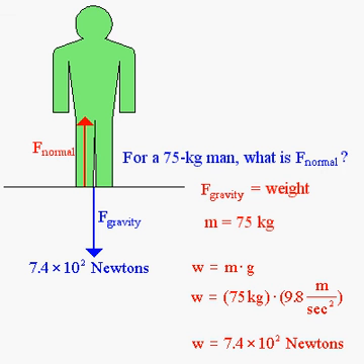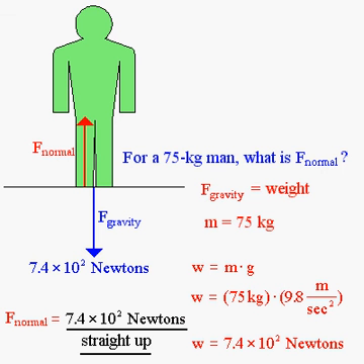Since the man's not accelerating downwards, the normal force has to be equal to that in magnitude but opposite in direction. So the normal force is 7.4 times 10 to the 2 newtons straight up. Now, this may seem like a simple problem, but the reasoning that we're using is fundamental in analyzing problems involving Newton's second law, so you have to get used to it.